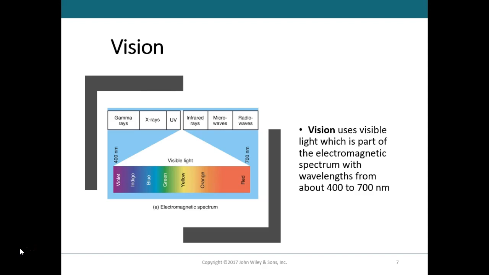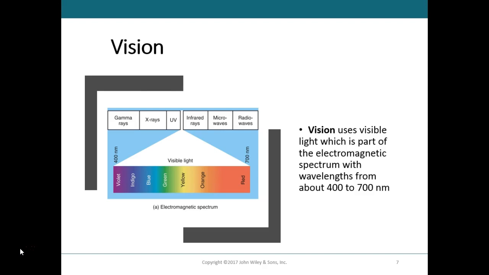So the eyes are responsible for the detection of visible light, which is the part of the electromagnetic spectrum with wavelengths ranging from about 400 to 700 nanometers. Now, what does that mean? That means that there is a part of the light spectrum wavelengths that we can see that we refer to as visible light. That visible light exhibits colors. So the color of the light depends on the wavelength. For example, a light with a wavelength of about 400 nanometers we detect as violet. A light that has a wavelength of 700 nanometers is red.